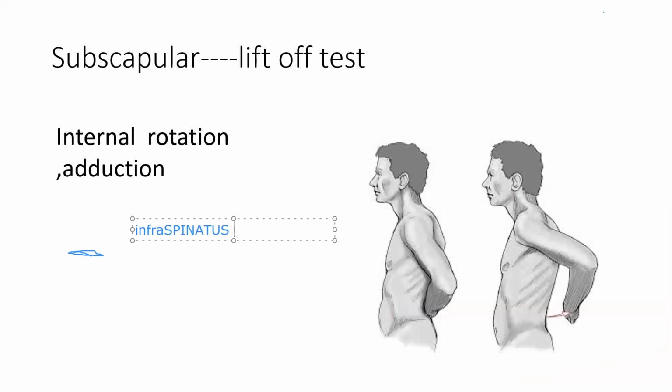Infraspinatus and teres minor, those are the last two segments. Their action is external rotation and abduction. The subscapularis is anterior, the supraspinatus is here, and these two lower fragments are called the infraspinatus and teres minor. The function of the infraspinatus and teres minor is external rotation and abduction. You just remember it.